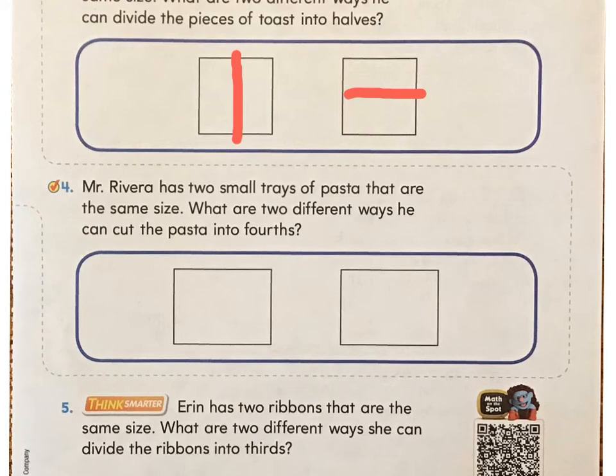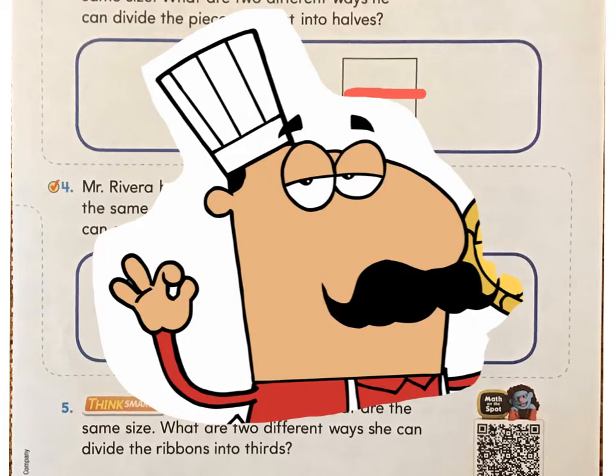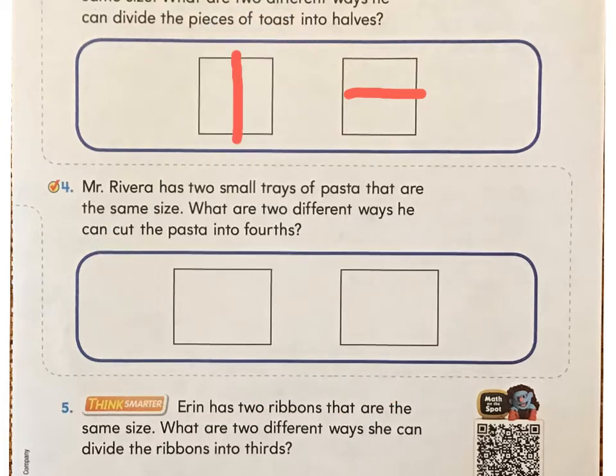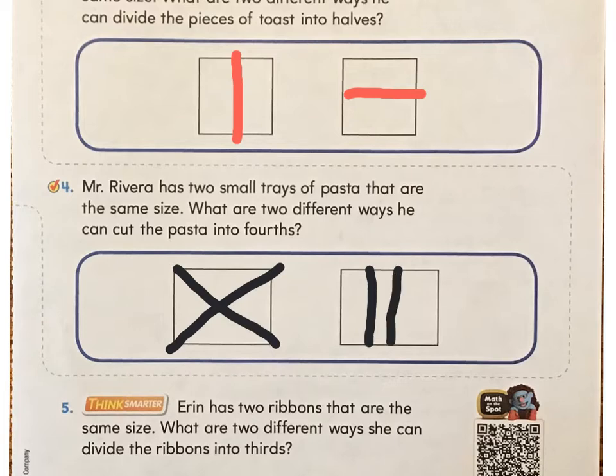Mr. Riviera has 2 small trays of pasta that are the same size. What are 2 different ways he can cut the pasta into fourths? Did somebody say a pasta? Well, since it's pasta, I'm assuming maybe it's a tray of lasagna. All right, so let's divide it into fourths. Well, just like we did on the last page, we could do it into triangles, or perhaps into nice rectangular slices.